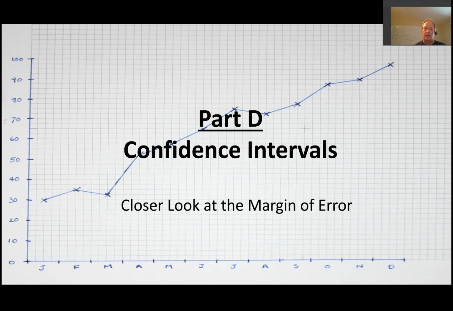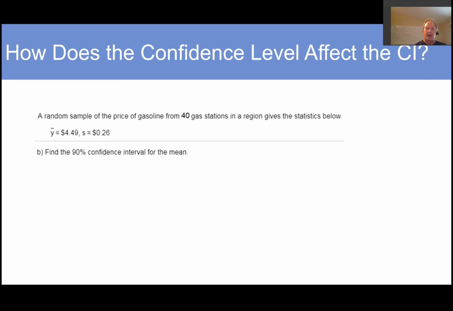We want to take a look at this margin of error. Notice that the margin of error is where it's at. The sample mean you just compute from a sample. There's nothing there. It is what it is. You get a sample, you compute the sample mean. What makes the confidence interval is the margin of error. That's the key player.